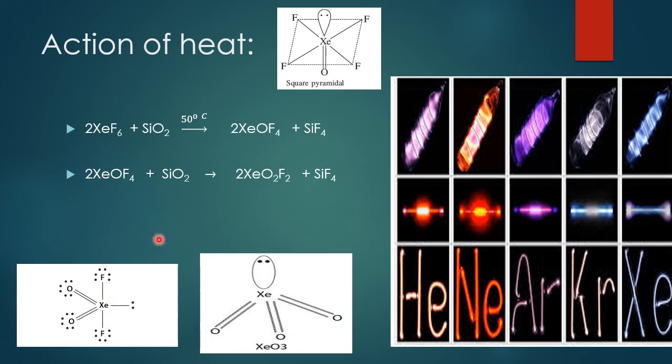The xenon dioxydifluoride further reacts with the silica to give you xenon trioxide. The formula of xenon trioxide is XeO3. So Xe is bonded with 3 oxygen atoms, and XeO3 is said to be pyramidal in shape, where 1 lone pair of electrons is present near the xenon. This is about the action of heat on xenon hexafluoride with quartz.